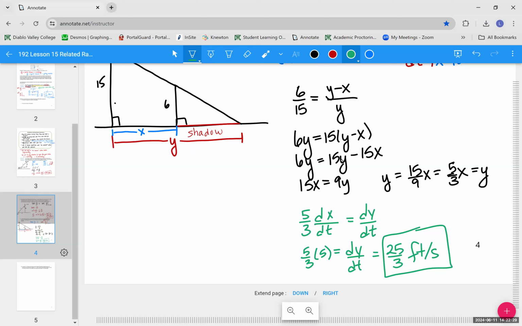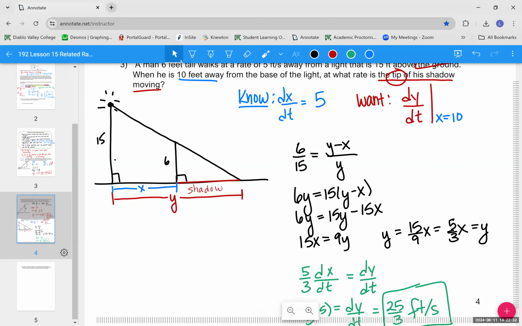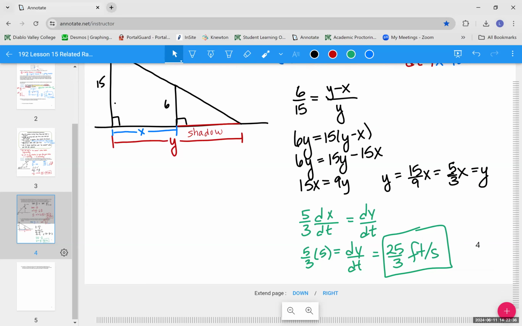You'll notice we didn't even use the x equals 10. It didn't come out when we took the derivative since these were linear. The x did not come into the derivative. So it really didn't matter how far away the man is from the light. The tip of his shadow, if he's walking at 5 feet per second, will always be changing at this rate, no matter how far away he is. It's an interesting piece of information to note.